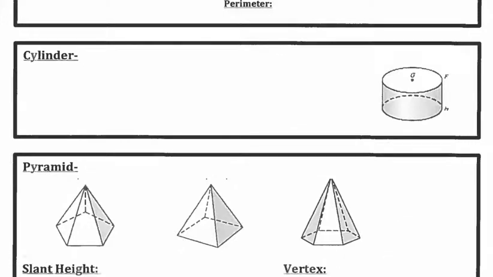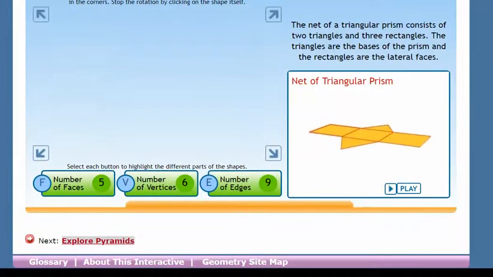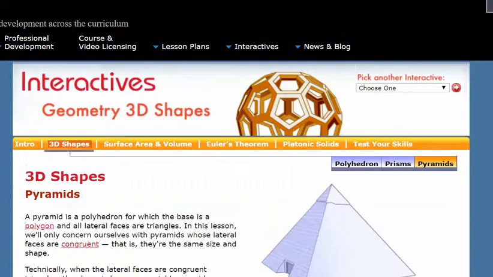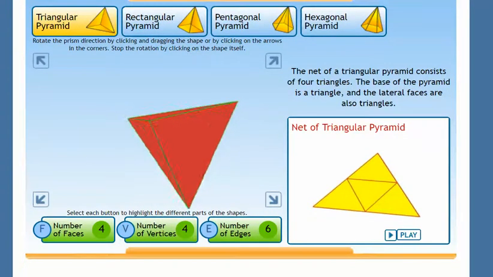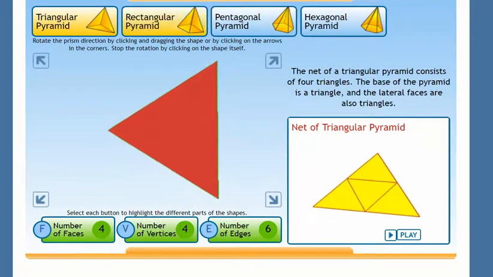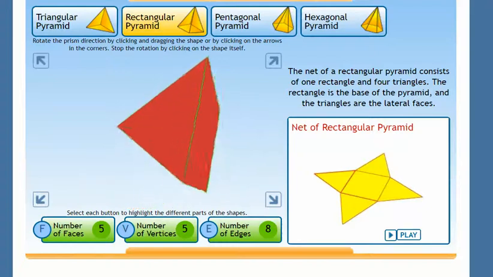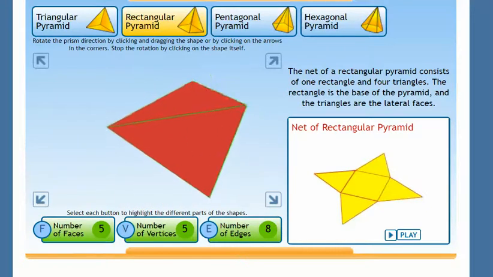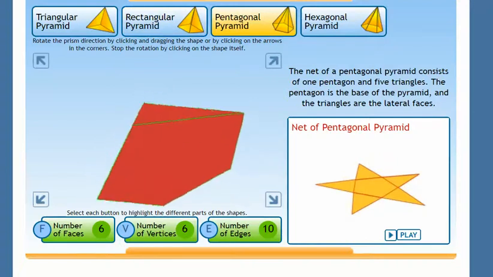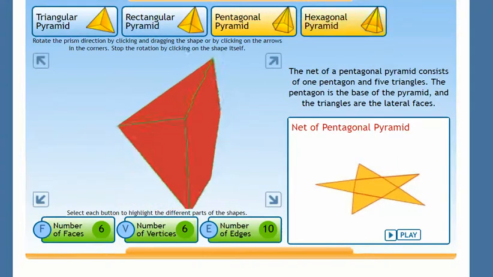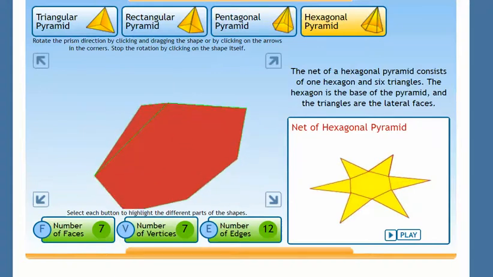So if I come over here and I look at a pyramid, let's wait for it to load. Here is a triangular pyramid where I have a triangle for a base. Here's your rectangular pyramid, right? The rectangle is my base, and notice then when I open it up along the vertex, it kind of looks like a sun. Here it looks like a star when it's a pentagonal pyramid. And then a hexagonal pyramid is right there.